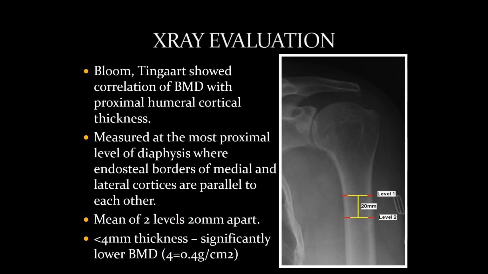So if you look at Bloom and Tingart, they showed a direct correlation of bone mineral density with the proximal humeral cortical thickness. And what you do is you measure 2 sections across the humerus, and you start at the junction of the humerus where it becomes parallel. So you see, there's the flare, that's your first point, and your second point is 2 centimeters below that. And if you measure the mean thickness of the cortex at those points, if it's less than 4 millimeters in thickness, the patient has osteoporosis. There's a more than 99% correlation of osteoporosis with this. And this is based on a plain X-ray, which all of the patients will have.